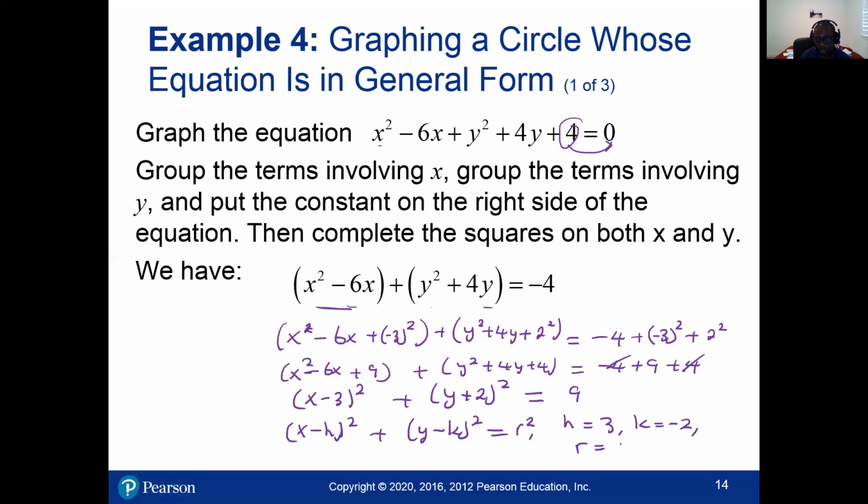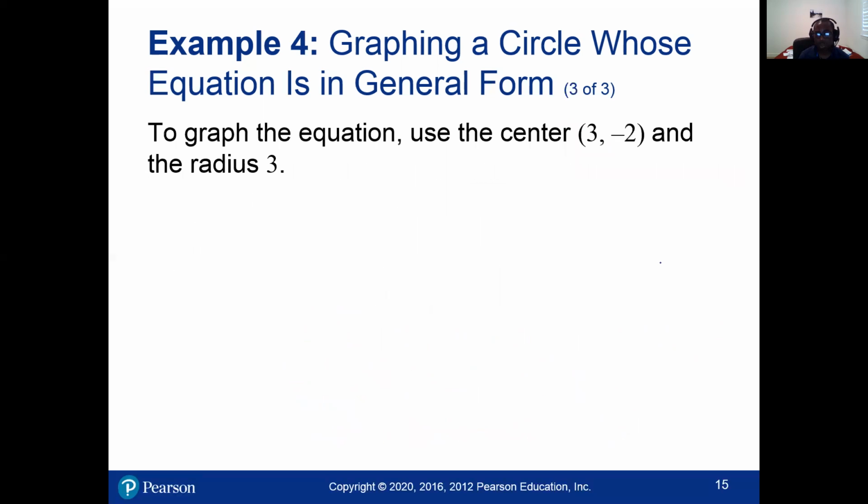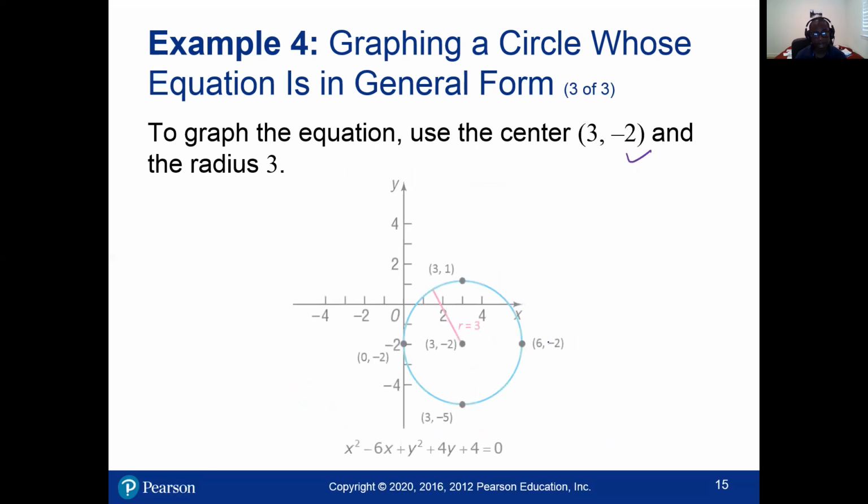Your radius is what? Because this is the same as 3 squared. So your radius is 3. Okay, so the center will have the coordinates (3, -2), and then the radius is what? It is 3. Okay, so that's what we have. The center is (3, -2). The radius is 3. All right.